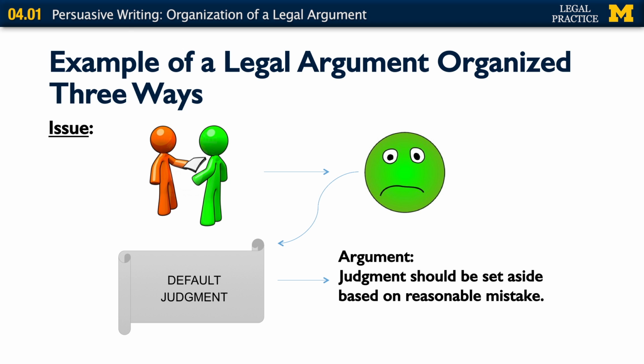Okay, let's look at an example of a legal argument that's organized 3 different ways. And the issue is this. The plaintiff has served a summons and a complaint to the defendant's teenage son. Unfortunately, because his mom suffered a heart attack shortly after he received the paper, the teenage son has forgotten to give the summons and the complaint to his father, the defendant. As a result, the plaintiff has asked for and received a default judgment against the defendant because the defendant never responded.